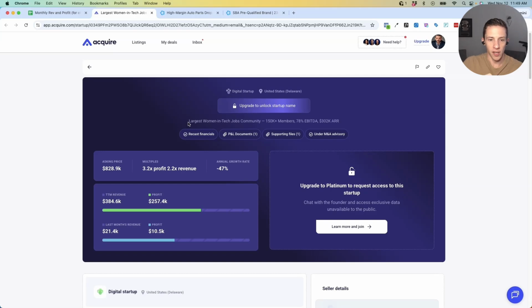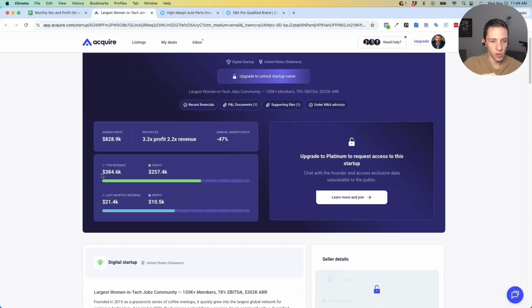We can see that this one is described as the largest women in tech jobs community, has 150,000 plus members, 78% EBITDA, $302,000 of annual recurring revenue. The total trailing 12 months revenue is $384,000, and the profitability is $257,000. I'm going to say this is on an annual basis because I'm familiar with this broker and how they list things. And they're asking $828,000, which is a 3.2x profit multiple. Okay, not bad at all.